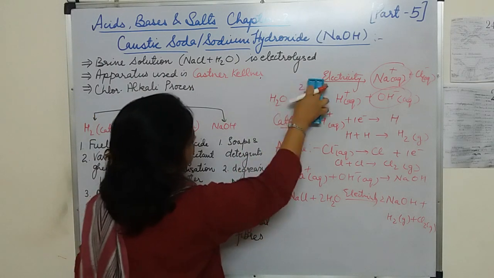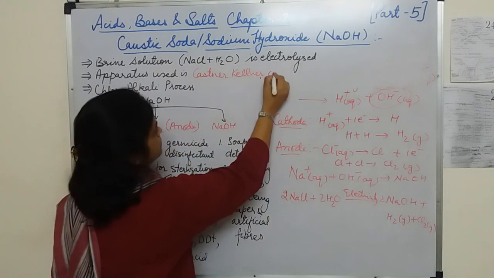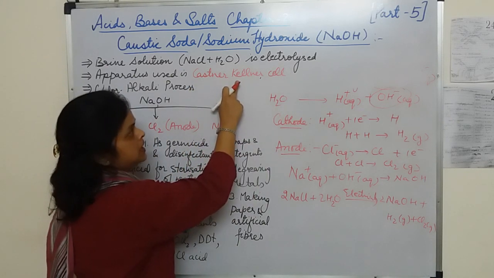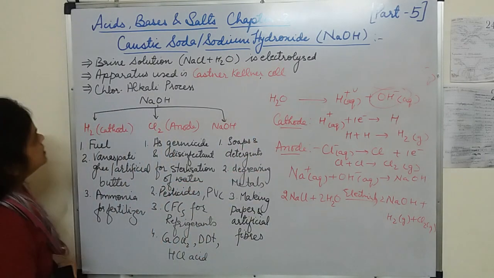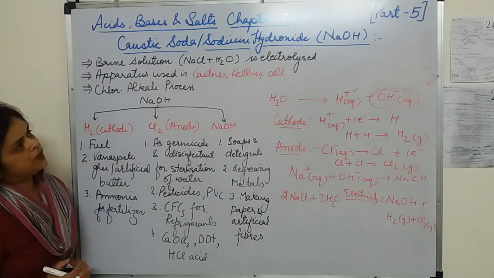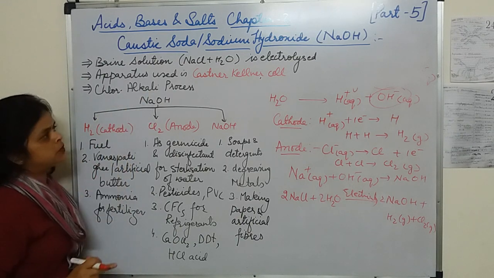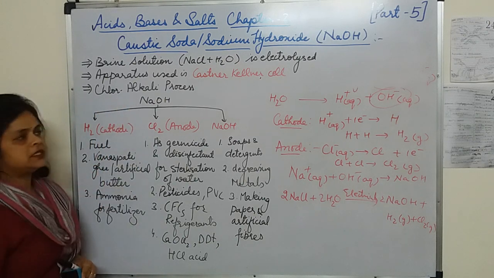I am just removing it from here, students, so that we can write the spelling clearly. Castner-Kellner cell is used to prepare the NaOH. This process is also called the chlor-alkali process because the products formed are chlorine and alkali, that is NaOH.